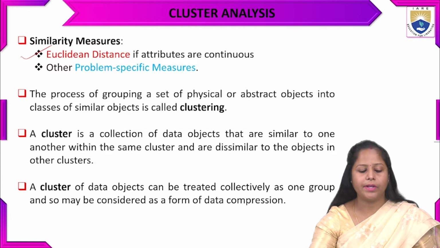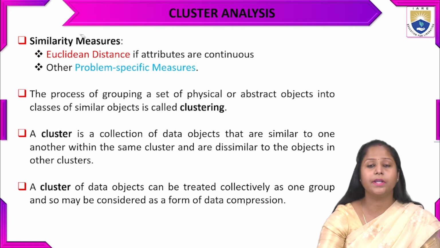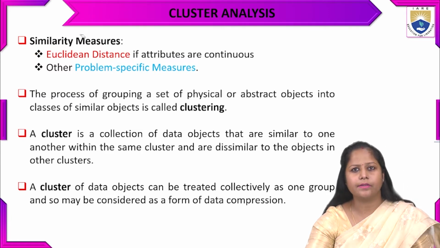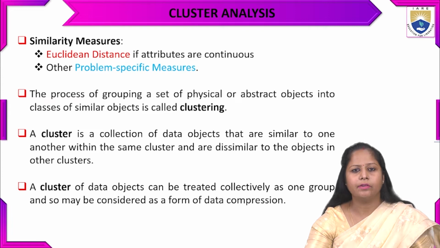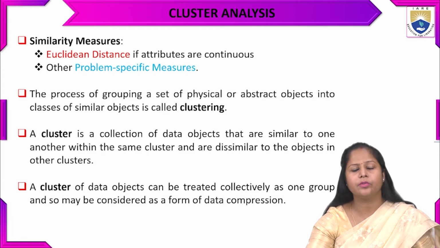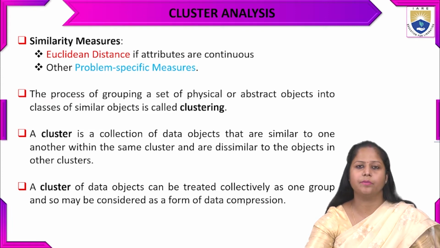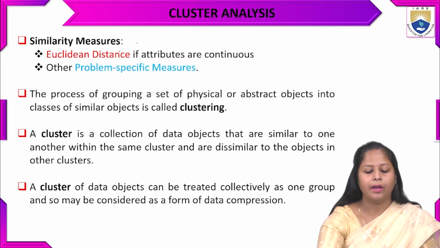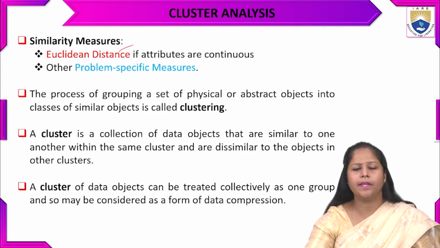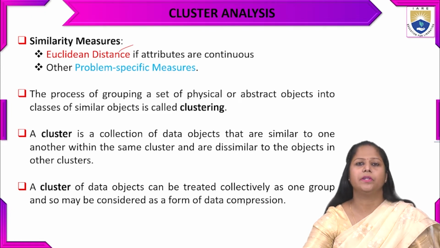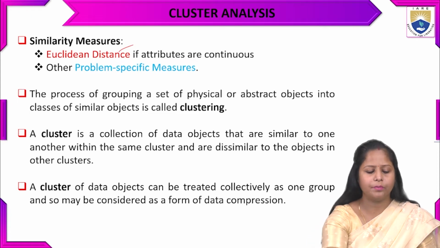The first method is the Euclidean distance measure. In that, if the attribute is a continuous type of attribute, then only we measure the Euclidean distance between the two objects. Some other problem-specific measures are also there, like k-means, k-medoids, some type of measures to measure the similarity between two data objects.